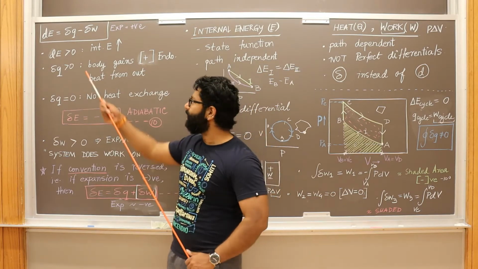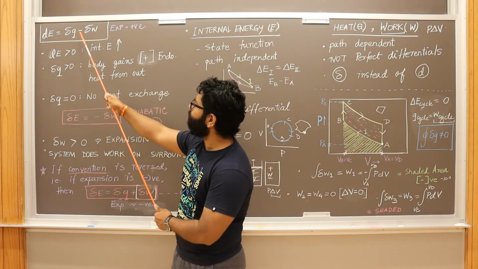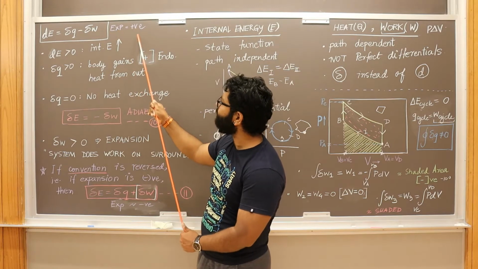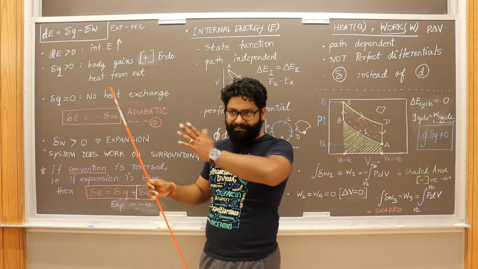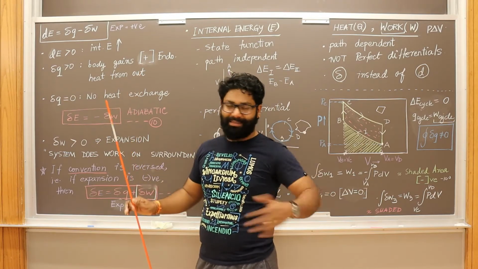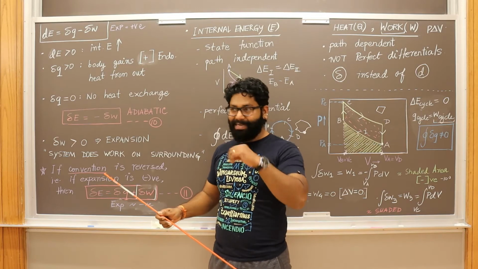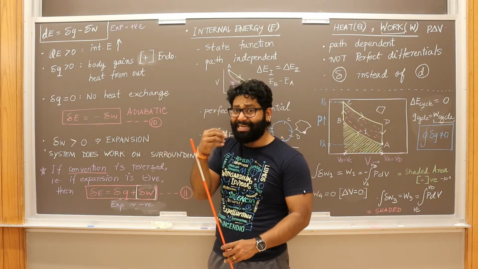It's very simple. What we saw here was dE = delta Q minus delta W, because we had expansion as positive. Now this will be true everywhere in the universe, right? Just because I change the convention will not change the law itself.